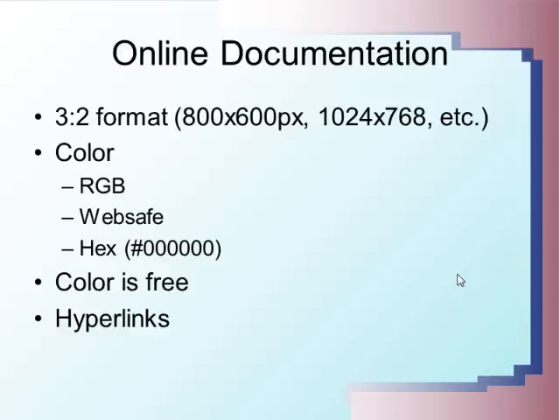Online documentation has a sort of 3:2 format, 3 units wide for every 2 units high, such as this video is 800 by 600 pixels. A more standard design for websites these days is 1024 pixels across by 768 pixels deep. You have to consider what kind of screens people are going to be looking at your online documentation in.